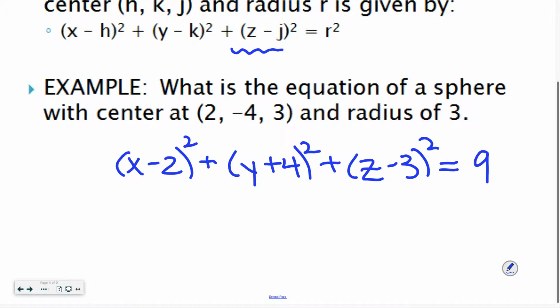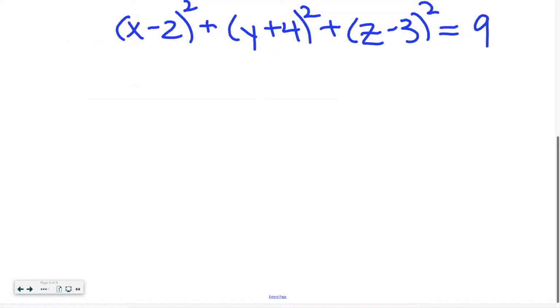Now, what are the chances on Friday's test I'm going to say, here's the center, here's the radius, write the equation? Probably not at all. That would be nice, but I don't feel like a bonus question. Use your confidence. My apologies.